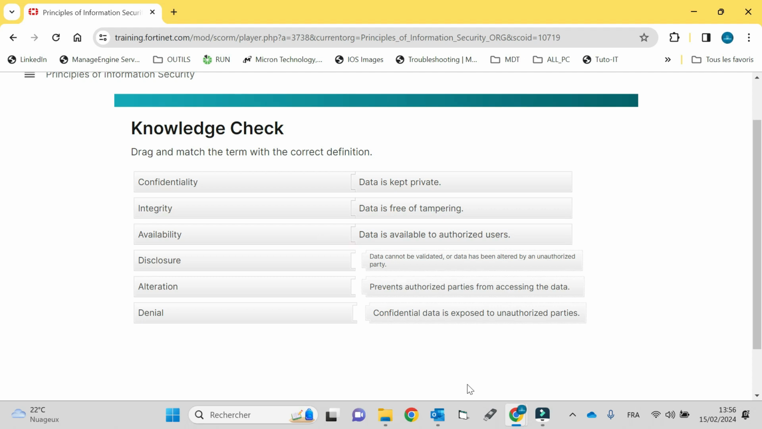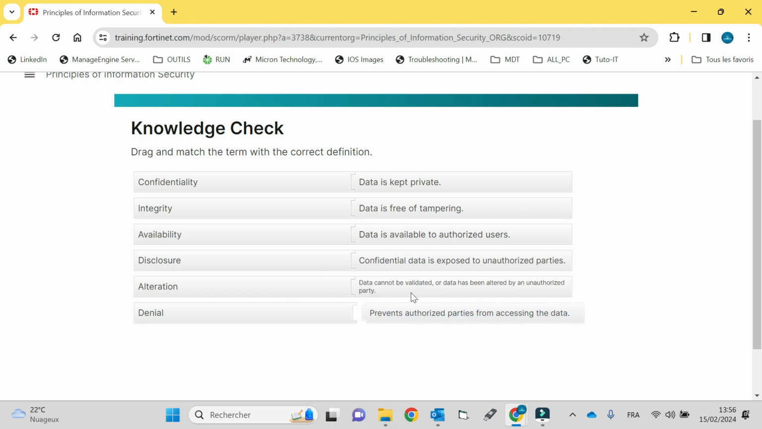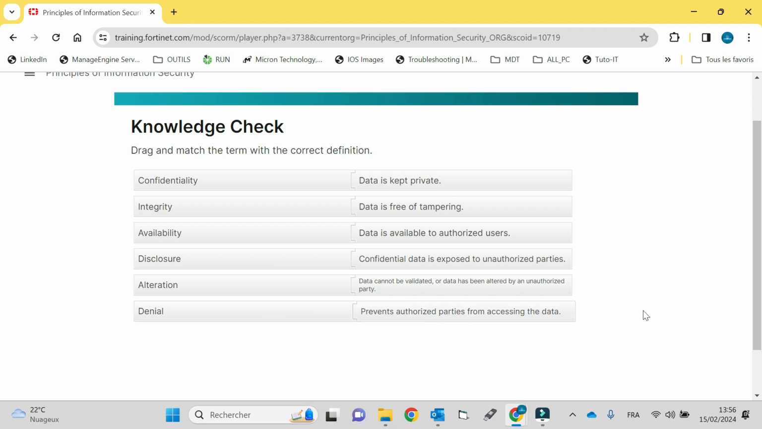Third one, disclosure is the opposite of confidentiality. To keep data private is confidentiality, and disclosure is the opposite. Confidential data is exposed to unauthorized parties. How about alteration? Data cannot be validated, or data has been altered by an unauthorized party without validation. And denial prevents authorized parties from accessing the data.